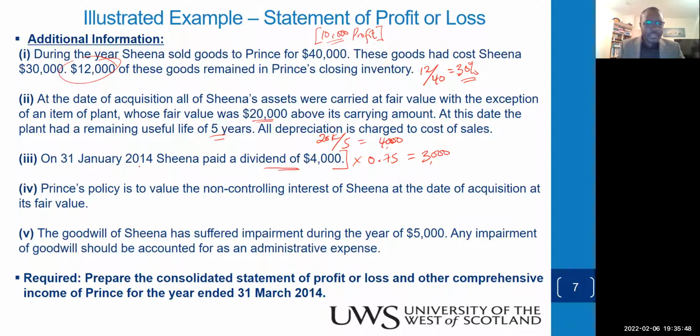All right. The Prince policy is to value NCI at fair value at the date of acquisition. Assuming we want to calculate the goodwill, we use this. Goodwill of the subsidiary has suffered impairment during the year of 5,000. Any impairment of goodwill, charge it as administrative expenses. Now let's move on and calculate.